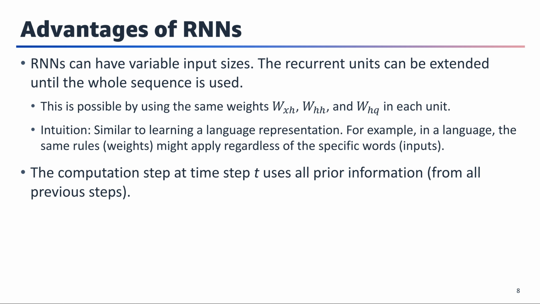RNNs offer several advantages. Firstly, they can handle variable input sizes, as the recurrent units can be extended until the entire sequence is processed. This is made possible by using the same weights in each unit, similar to how the same rules might apply regardless of the specific words when learning a language representation. Additionally, the computation at each time step utilizes all prior information from previous steps, allowing the network to capture long-range dependencies and temporal patterns within the sequential data.